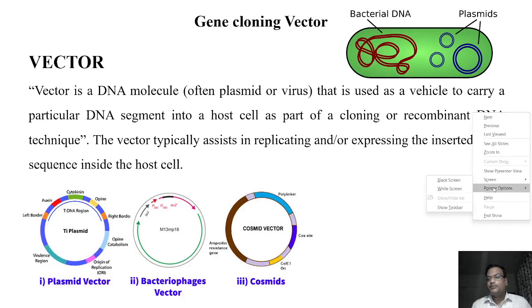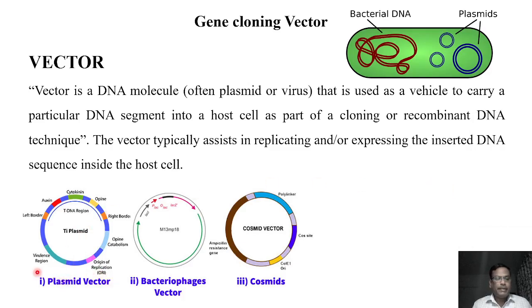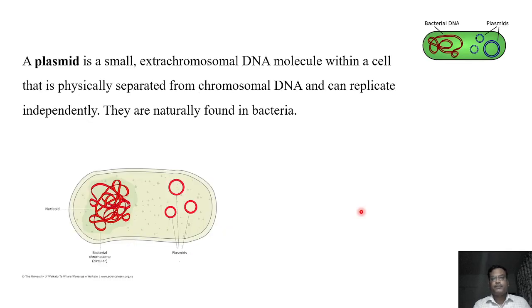Here you can see the plasmid vectors. So plasmids which are isolated from the bacteria are used as vectors, and phage, bacteriophages. So they are viruses. So DNA molecule which is extracted from viruses, they are also used as vectors. And cosmid vectors which are synthesized using different techniques. So they are also used as vectors in the recombinant DNA technology as gene cloning vectors.